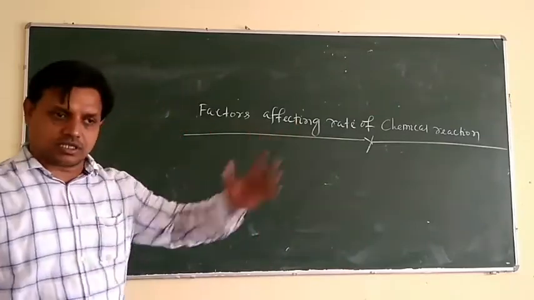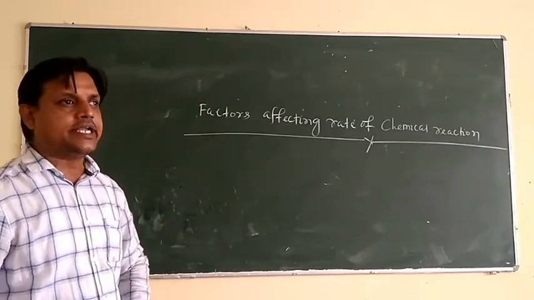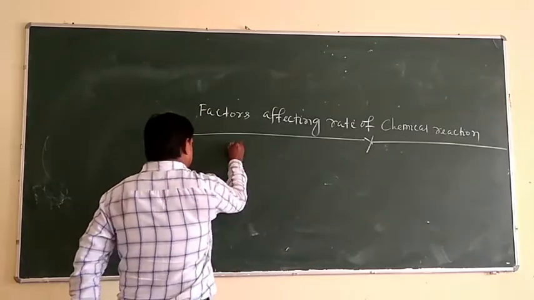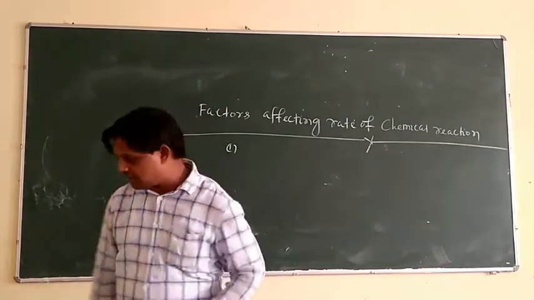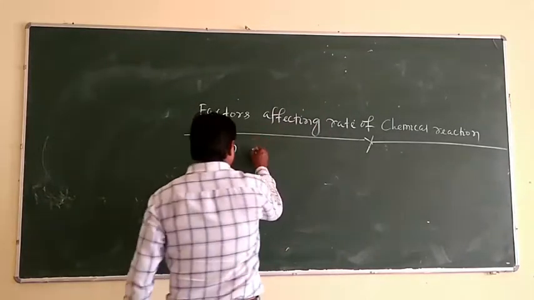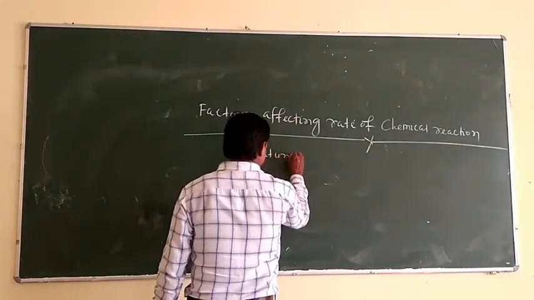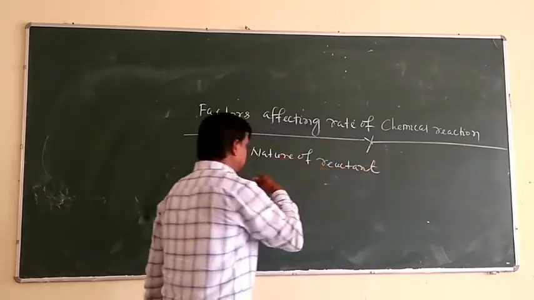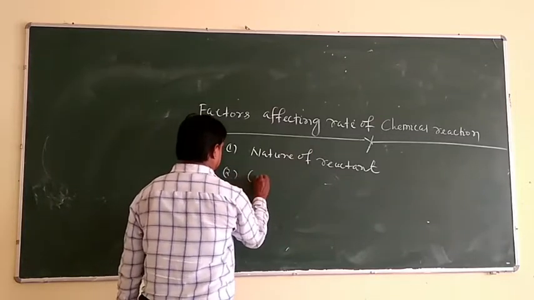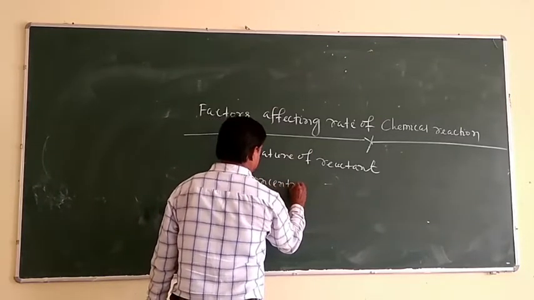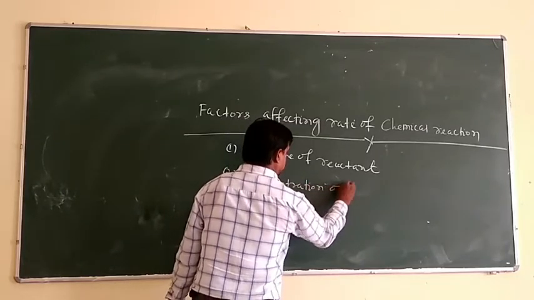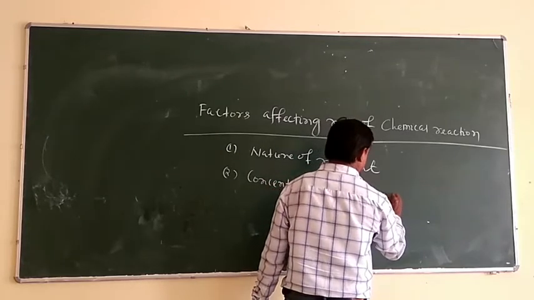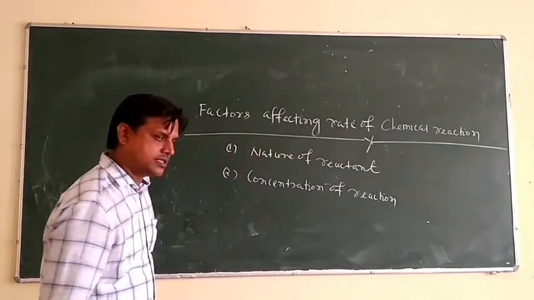So there are various factors which can affect the rate of a chemical reaction. We will discuss one by one. First we have to write the different factors. First factor is nature of reactant. Second factor is concentration of reactant.